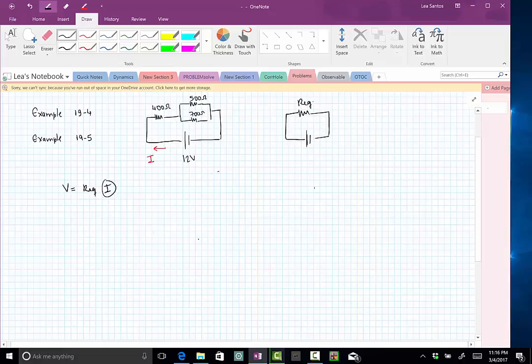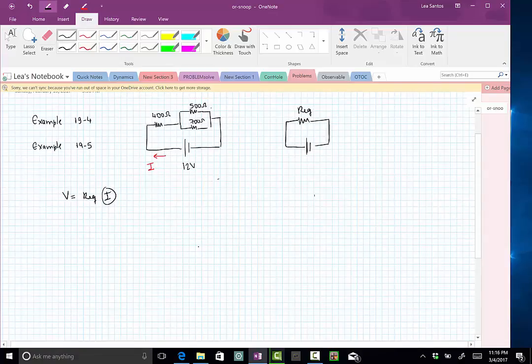Now the issue here is how I'm going to find this equivalent resistance. I have a mixture of scenarios here. I have these two resistances here, the 500 and the 700, in parallel, and these are in series with this 400. So I have a mixture of things. How can I find this equivalent resistance? Once I have it, I'm done with the current. So I have to go step by step.